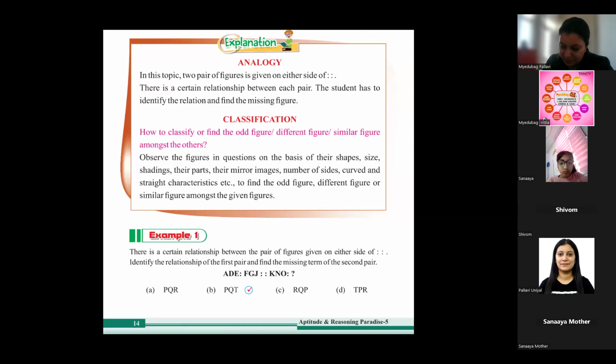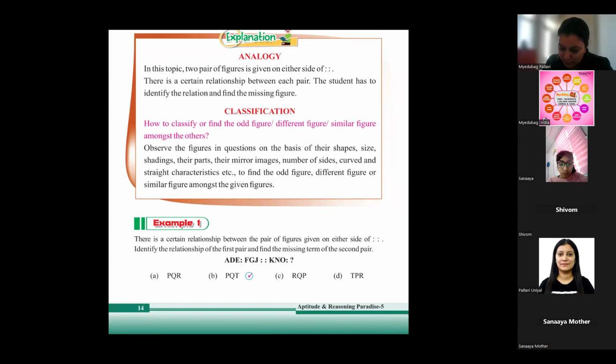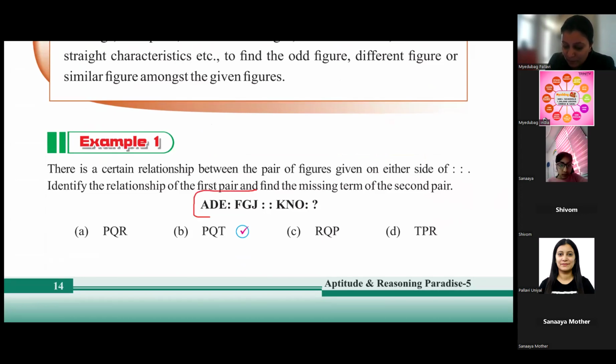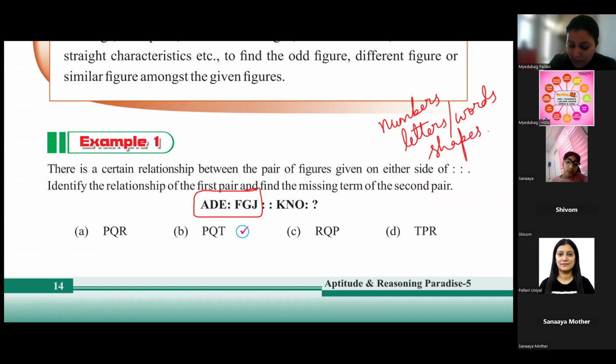Okay, I'll show you this example also. These types of questions we'll see. Look, we are given one pair over here. These are some letters you can see, right? Before that, let me tell you that analogy will be based on numbers also. It can be based on letters or words also, and then it can be based on shapes also. So this example number one is analogy based on letters or alphabet.